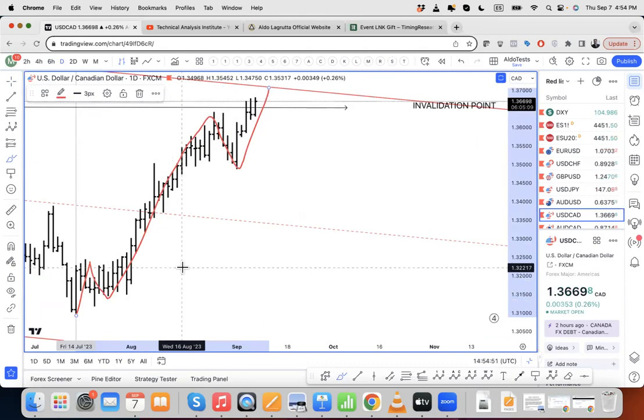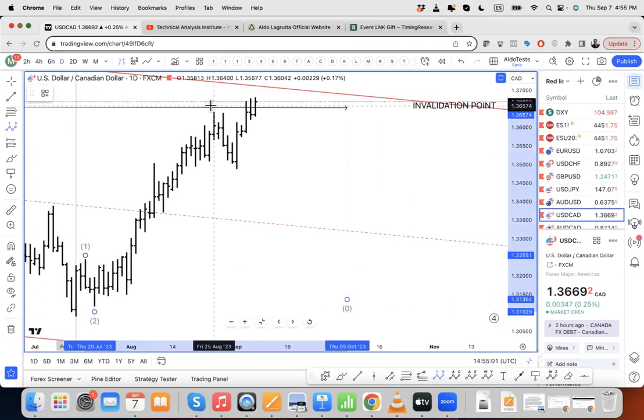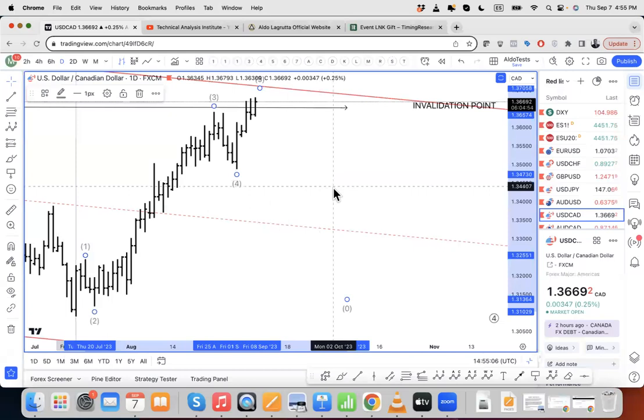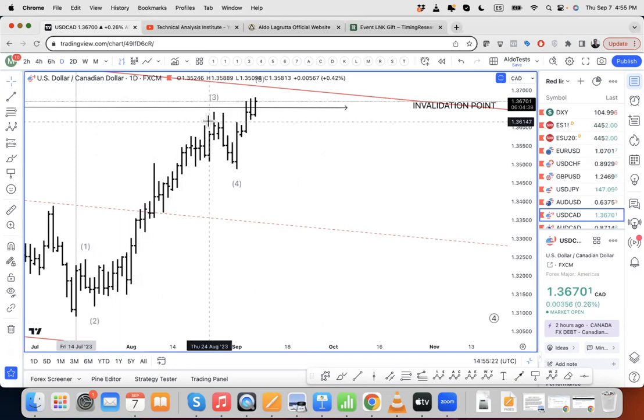So again, it looks like we can label this as a 1, 2, 3, 4, and the 5 apparently is in progress, right? Okay, so now let's go again with the rules. Did wave 2 travel more than 100% of wave 1? No. Is wave 3 the shortest? No. Okay, good. Did wave 5 end in the price territory of wave 1? No. So the three rules are respected and we have a five wave move up.